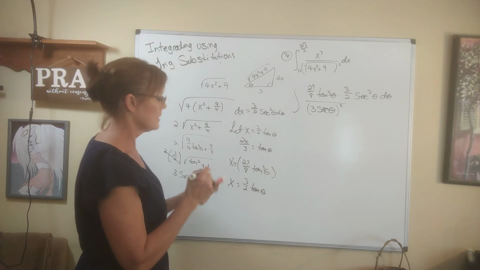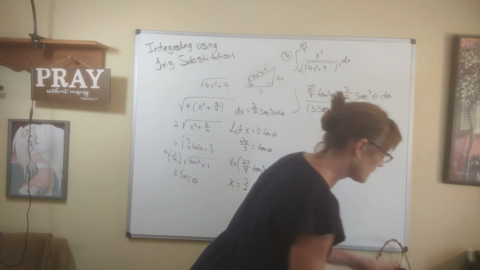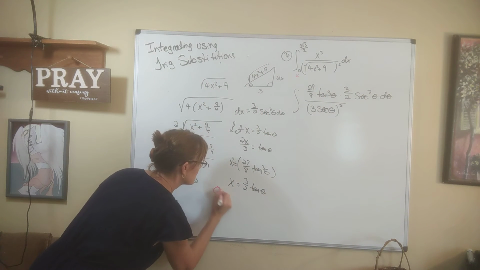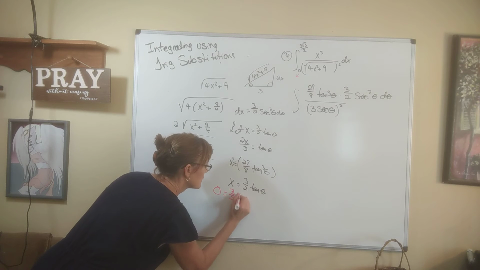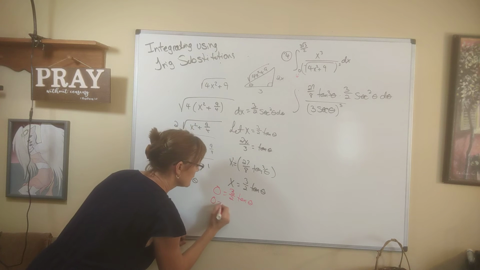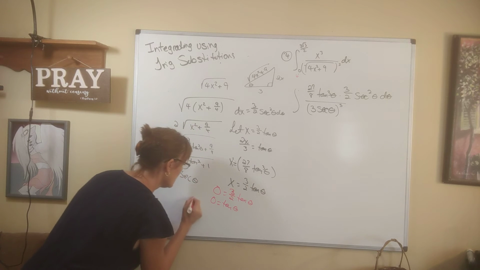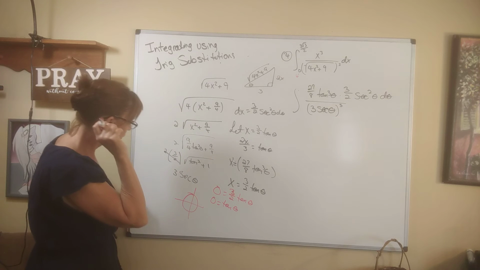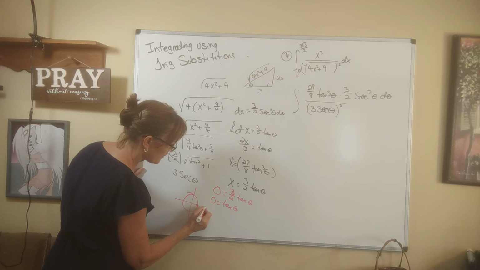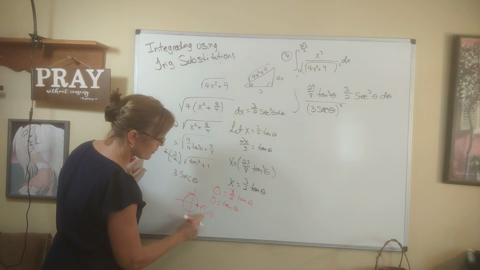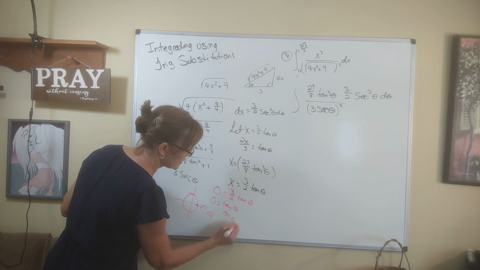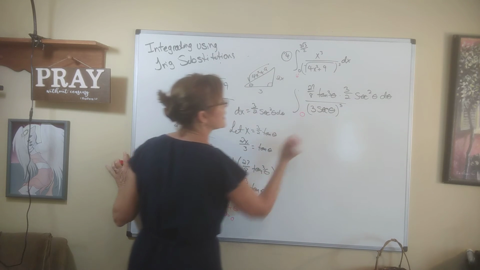Okay, right here. If x is 0, this lower limit, if x is 0, I multiply both sides by 2/3, and you get that 0 is tangent of theta. For what value of theta is the tangent 0? Sine over cosine is 0. This happens when theta is 0. So my lower limit remains 0.